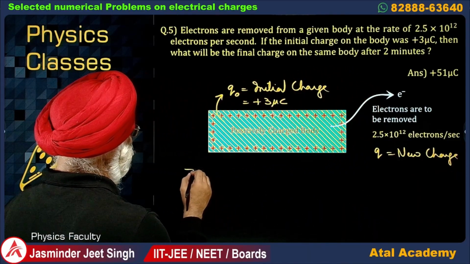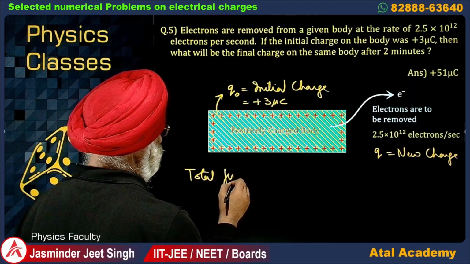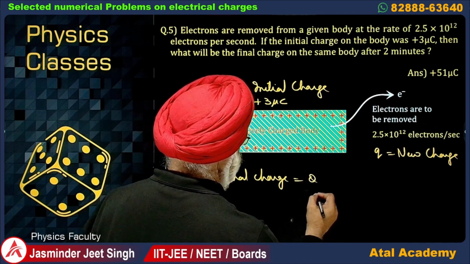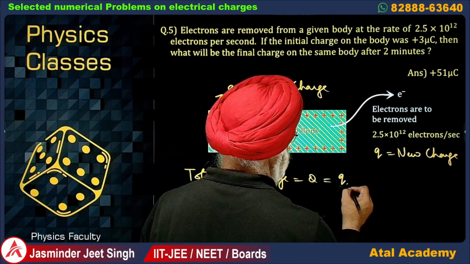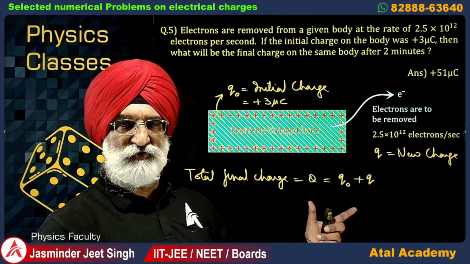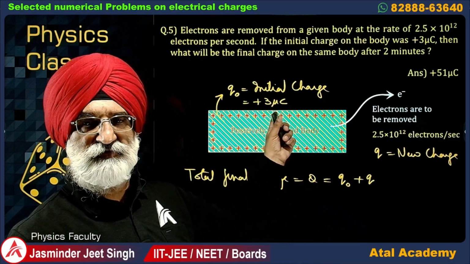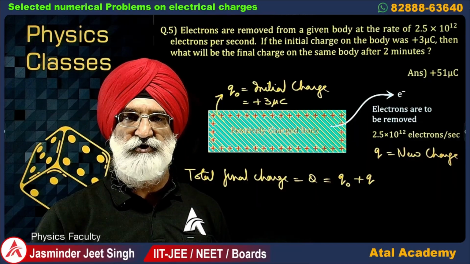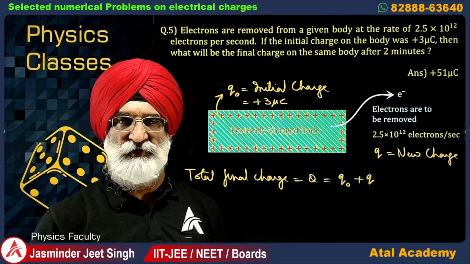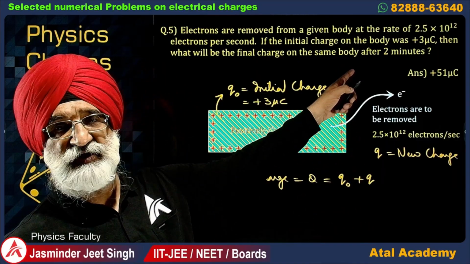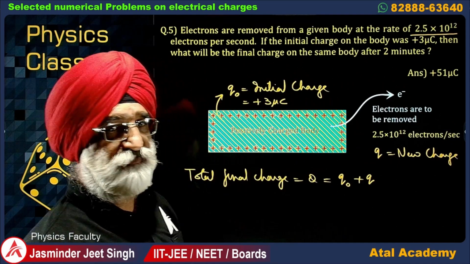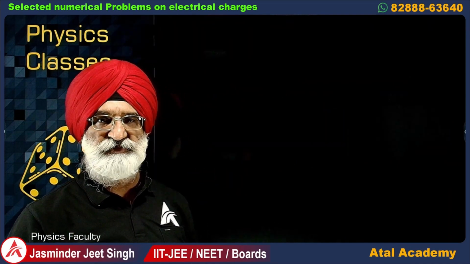Then the total final charge, which is Q, will become equal to Q naught, the initial charge, plus the charge which the body will acquire after 2 minutes. We are given Q naught, which is 3 microcoulomb, and we have to find out the charge the body will acquire after 2 minutes. Since the rate at which electrons are being removed from the body is 2.5 into 10 to the power of 12 electrons in 1 second, we can move forward with this.